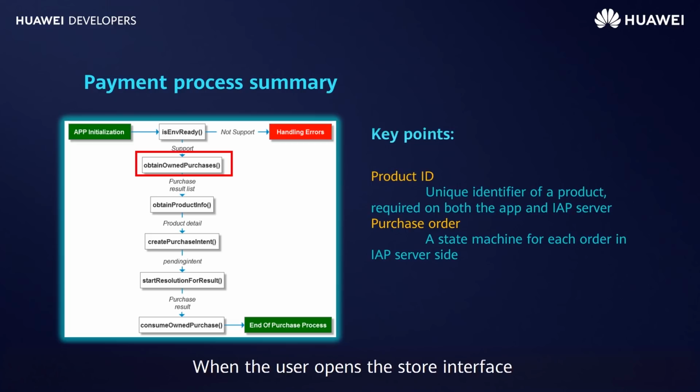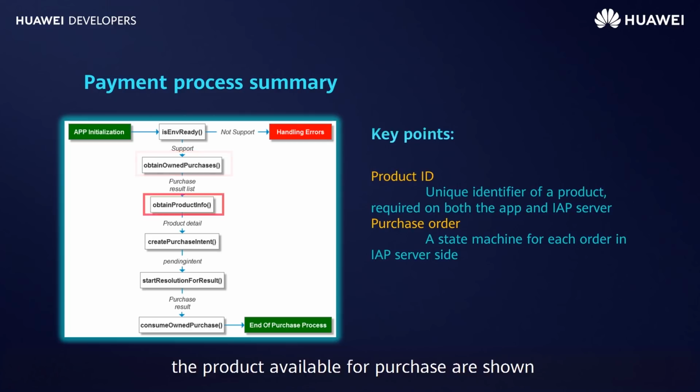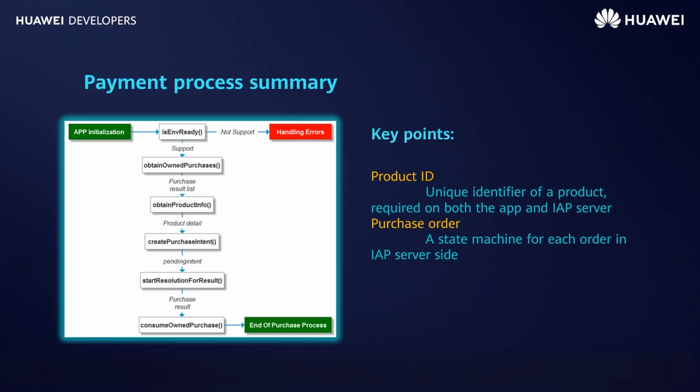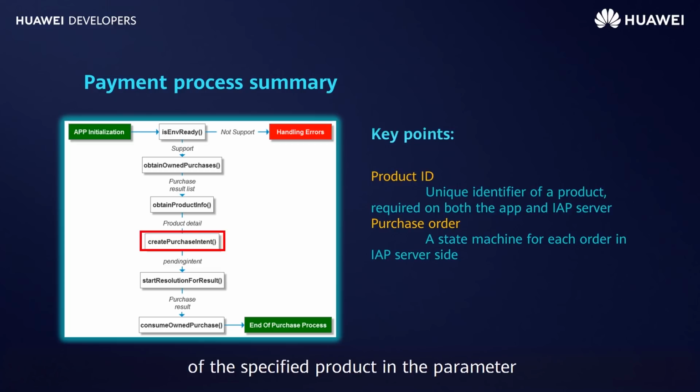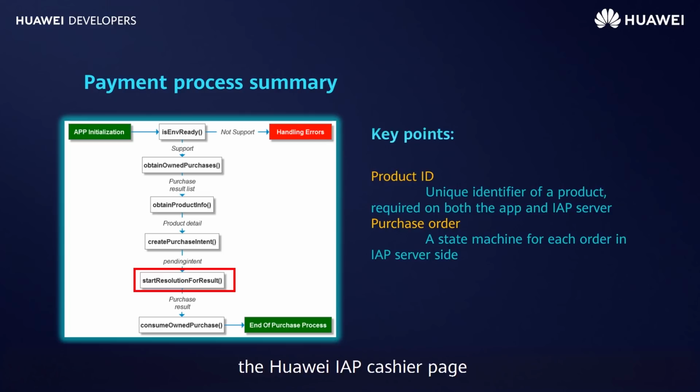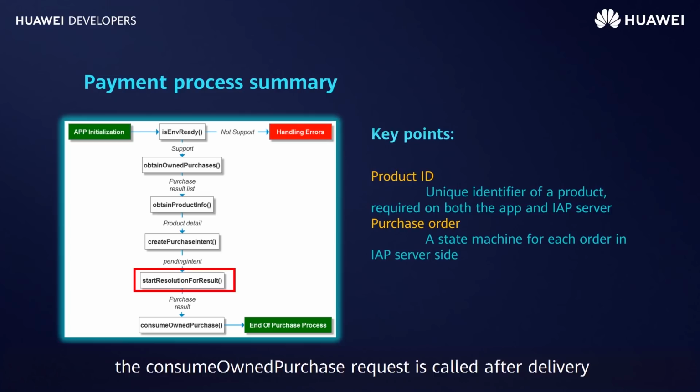When a user opens the store interface, the products available for purchase are shown, and the obtain product info request is sent to the IAP server. When the user initiates a purchase request, the create purchase intent request is sent, carrying the product ID and product type of the specified product in the parameter. Then, startResolutionForResult is called to pull up the Huawei IAP cashier page. If a consumable is purchased by the user, the consume owned purchase request is called after delivery.